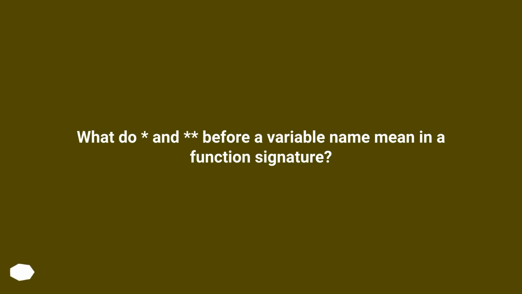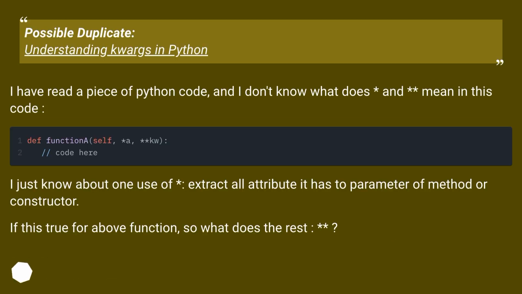What do * and ** before a variable name mean in a function signature? Possible duplicate: understanding kwargs in Python. I have read a piece of Python code, and I don't know what ** and * mean in this code. I just know about one use of *, extract all attributes as parameters of a method or constructor. If this is true for the above function, so what does the rest mean?